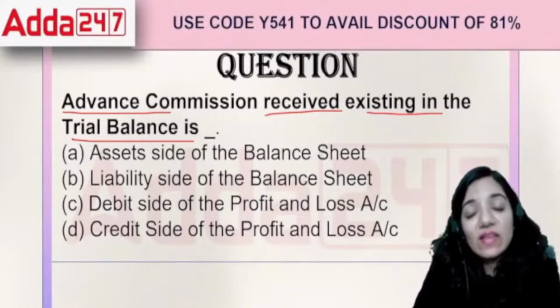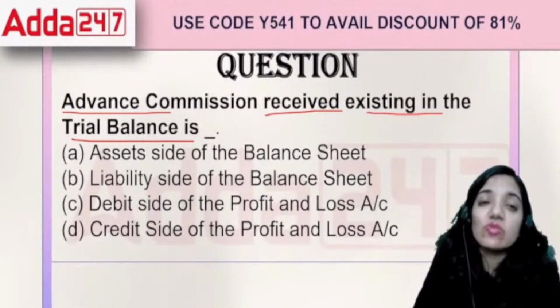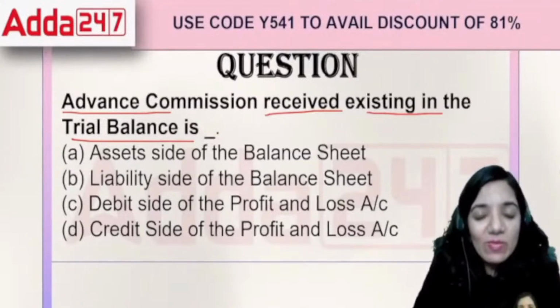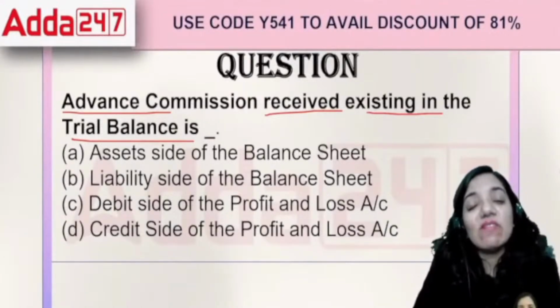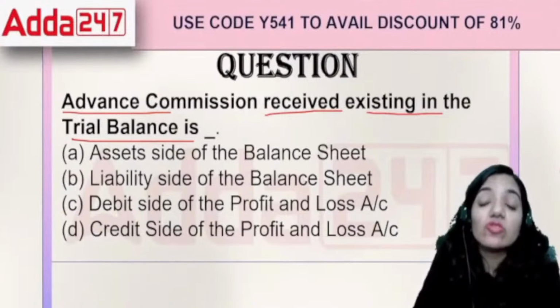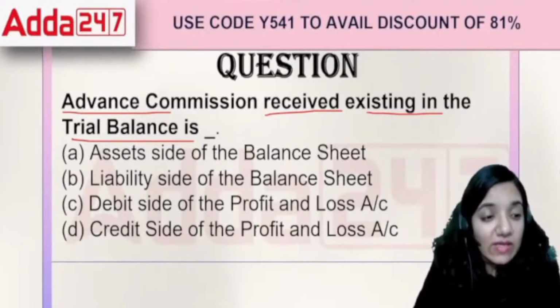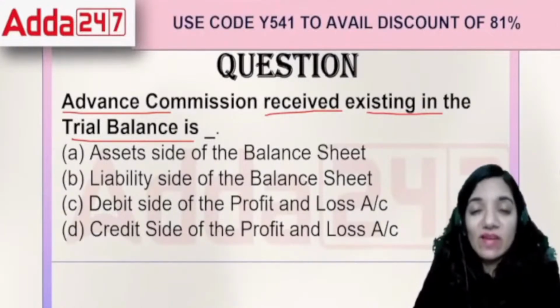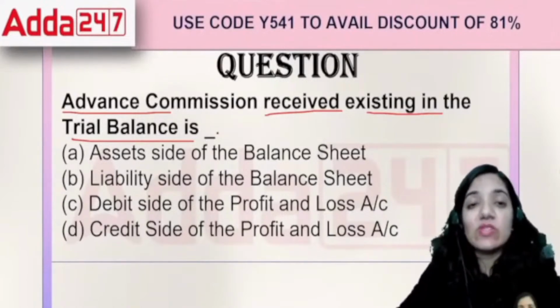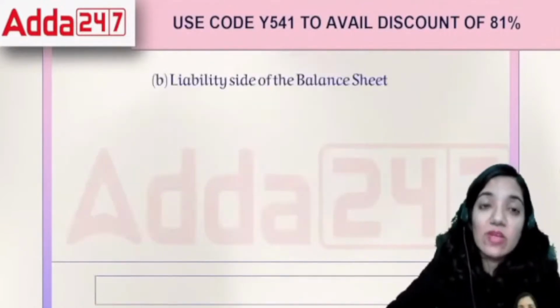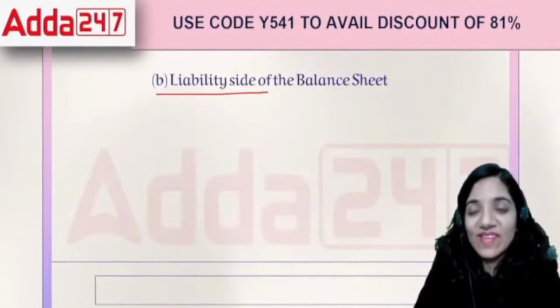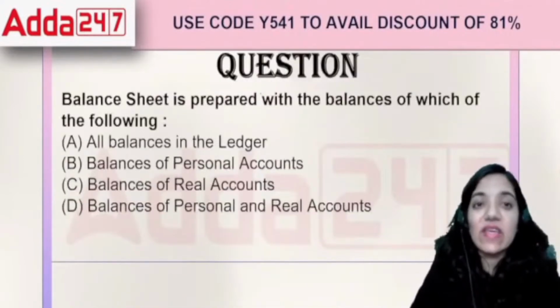So whenever I receive something in advance, it would be treated in the area of the liability side of the balance sheet, because I've received in advance. That means I'm bound to serve that particular person in terms of the thing for which they have paid the commission. So this means it would be treated as a liability because I owe to them, right?